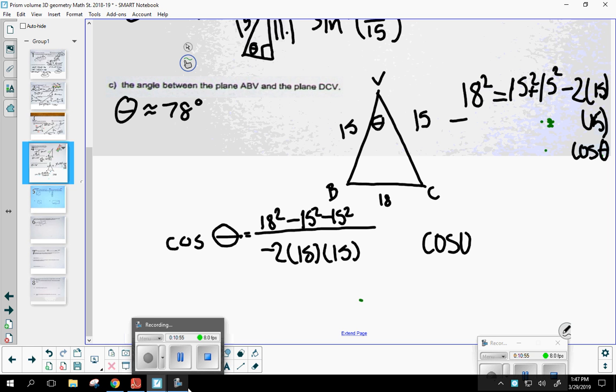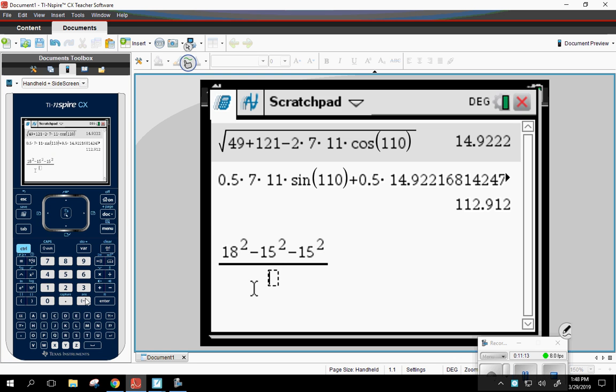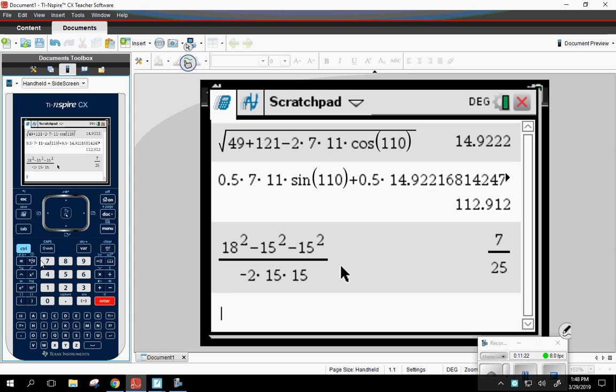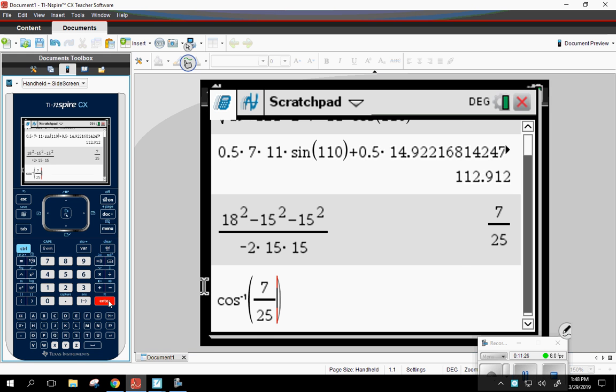Now, as soon as we figure out that ratio, how will I get theta? What do we do in order to find theta? It starts with an I. The inverse, yes. So let's type this in. We have 18 squared minus 15 squared minus 15 squared over negative 2 times 15 times 15, or I could just put 15 squared. So there's what we should be getting. And Karime said we're going to take the cosine inverse of that.